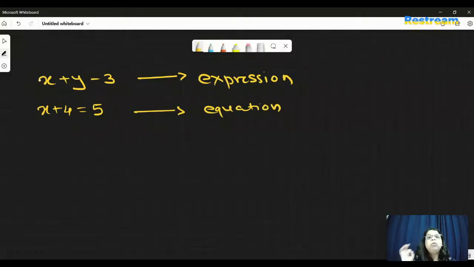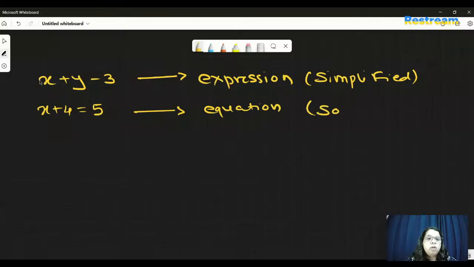Now an expression can only be simplified or have values substituted in it, and we can find the value of an expression if we know the values of x and y. But an equation can be solved. So this is simplified and this is solved. When there is a question, please simplify. You'll just simplify it and you will leave it. There is no way of finding the values of the variables. Whereas when it says solve, your final answer has to be the value of the variable. So x equal to 1, minus 1, anything.